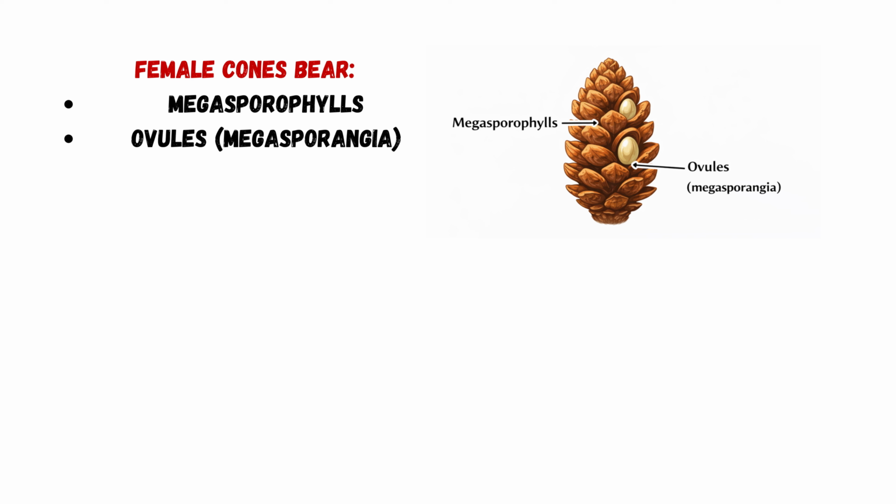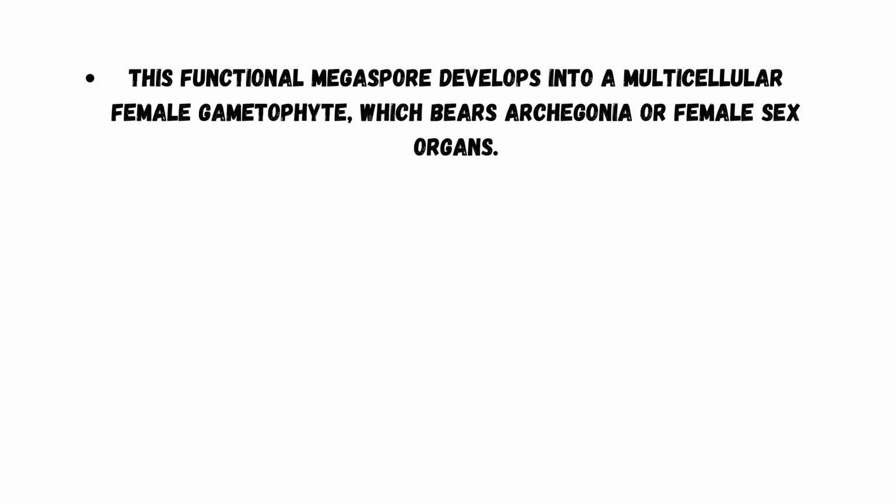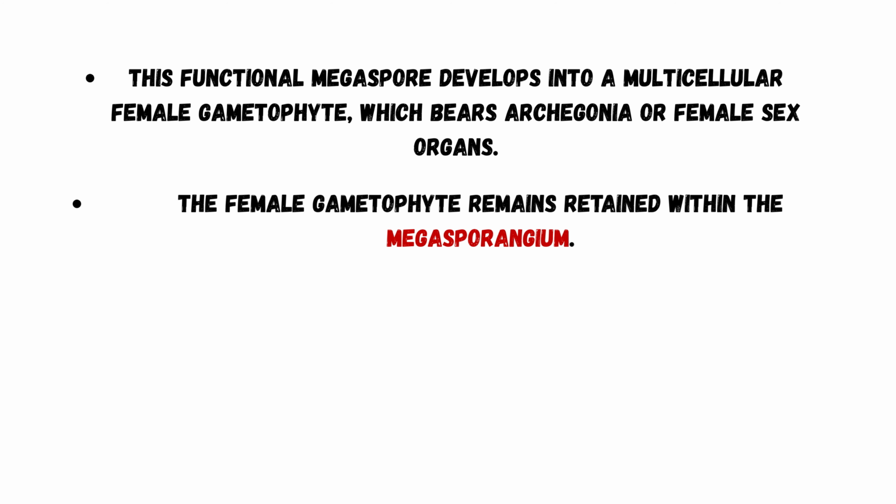And female cones bear megasporophylls and ovules, which are also called megasporangia. Inside the ovule, a cell called the megaspore mother cell undergoes meiosis to form the megaspores. Out of these, only one megaspore is functional. This functional megaspore develops into a multicellular female gametophyte, which bears archegonia or female sex organs. The female gametophyte remains retained within the megasporangium.